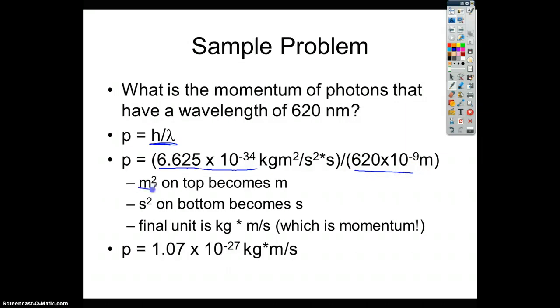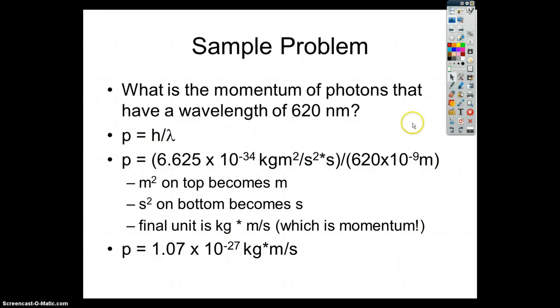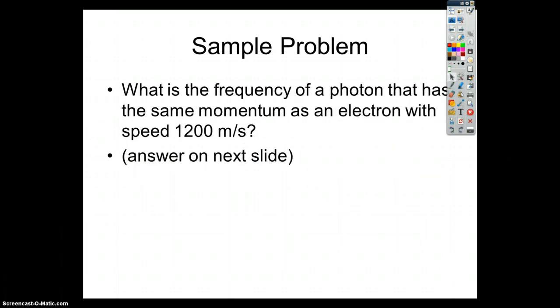The meters on top, the meter squared on top here, this becomes meters because the meters on the bottom cross off. The seconds squared on the bottom right here becomes seconds because this goes away, and the final unit is a kilogram times a meter per second, which we know is momentum. So the momentum of a photon that has a 620 nanometer wavelength is about 1.07 times 10 to the -27th, which is very small because a photon is very small, but if you get a lot of them, you end up with a lot more momentum.